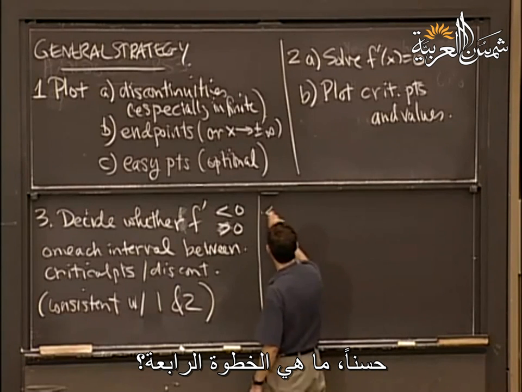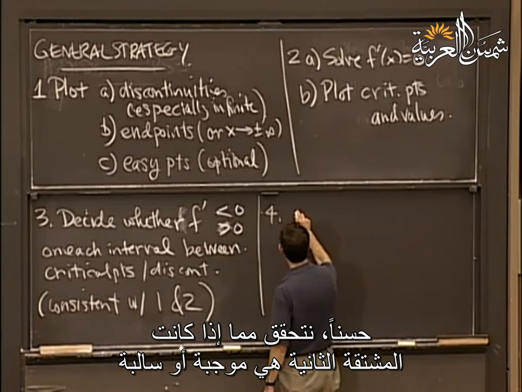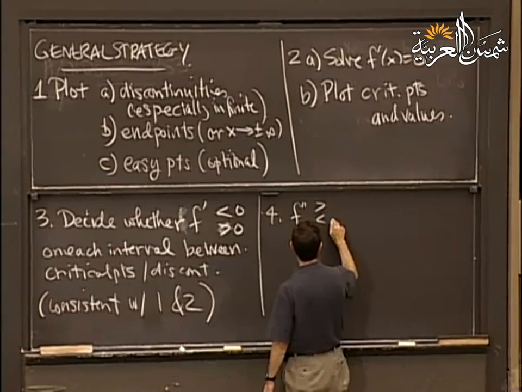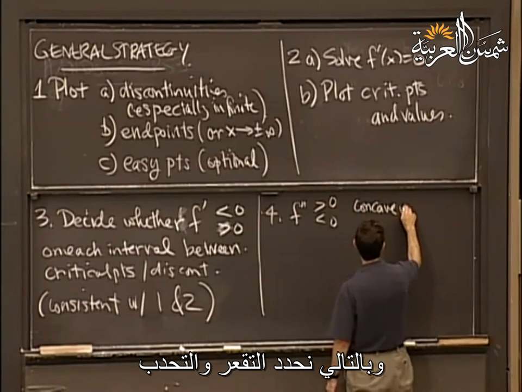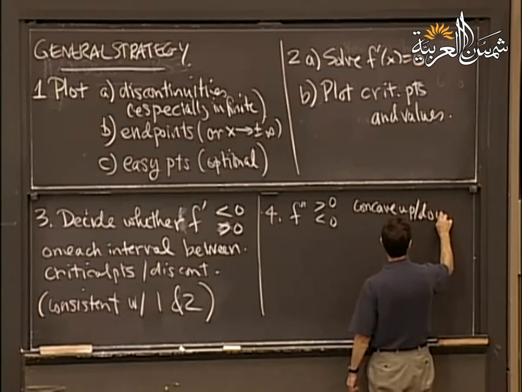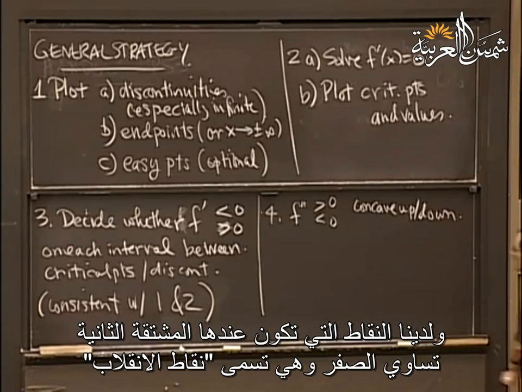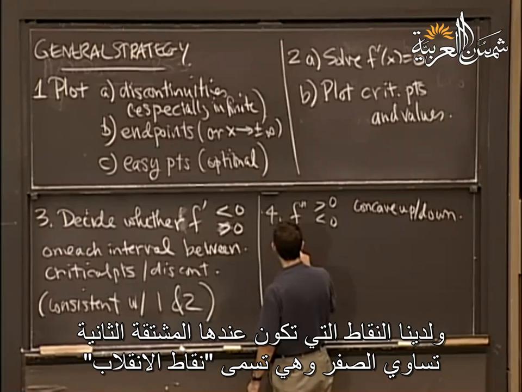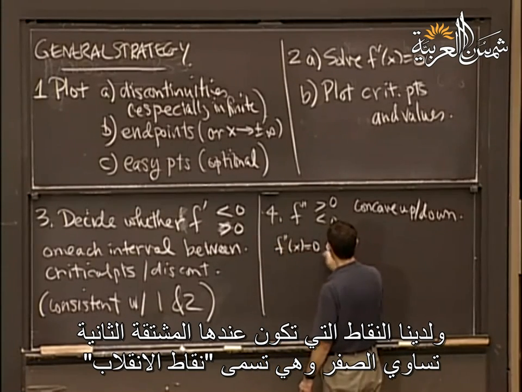All right, so what's the fourth step? Well, we take a look at whether f double prime is positive or negative. And so we're deciding on things like whether it's concave up or down. And we have these points, f double prime of x equals 0, which are called inflection points.